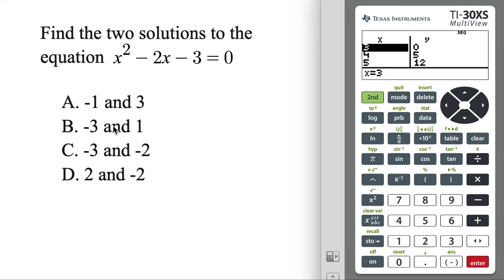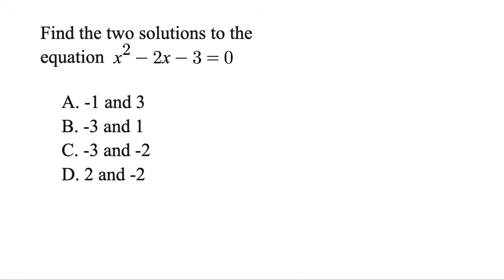But once again, none of the other ones have +3, so it looks like x is -1 is the other answer. We'll go up to get to the negatives there. And sure enough, x is -1, that also works. So A, those are both of our answers.